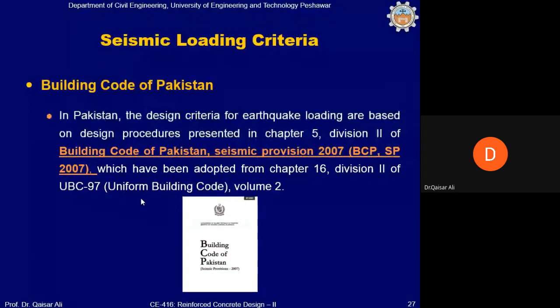The Building Code of Pakistan, I was one of the members of the Building Code of Pakistan. The Building Code of Pakistan was developed after the 2005 earthquake. It was for the first time published in around 2010. The Building Code of Pakistan is more or less the same as UBC 97. UBC 97 is an American code with the name Uniform Building Code, published in 1997.